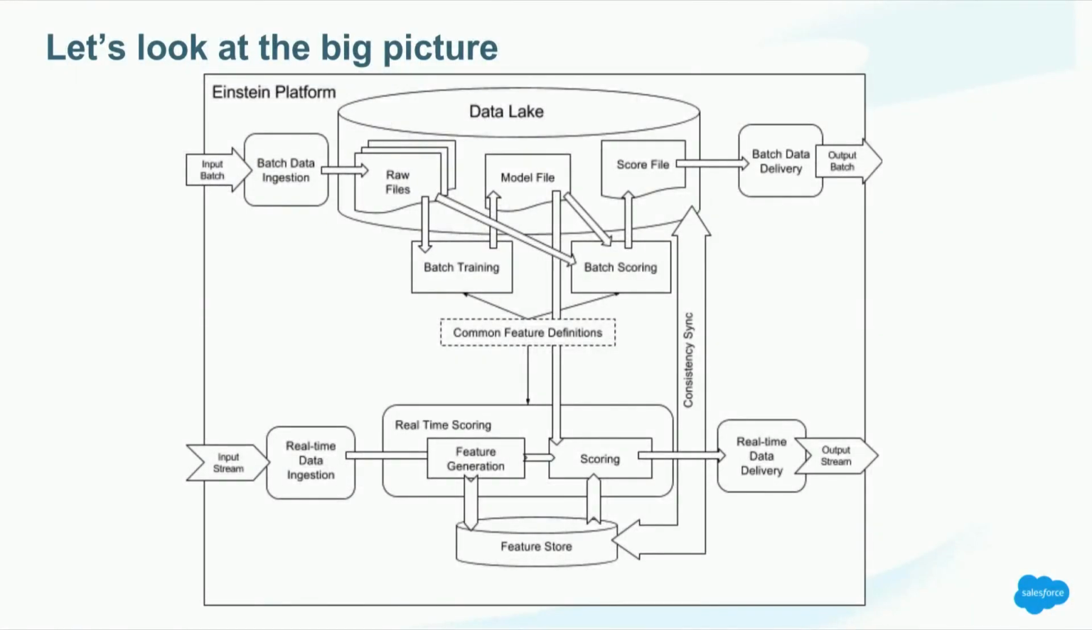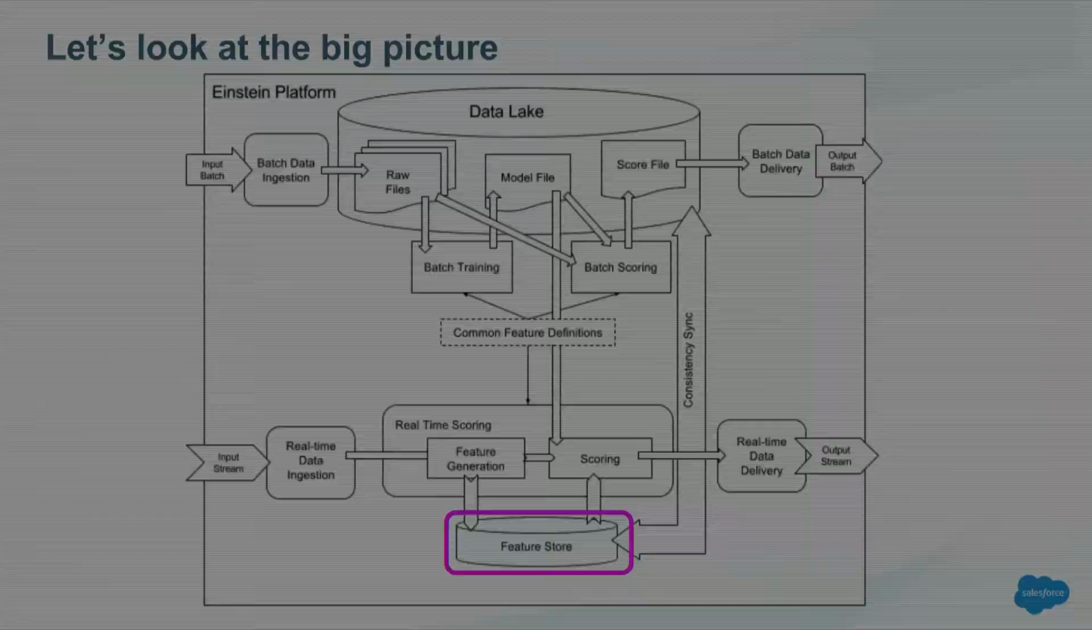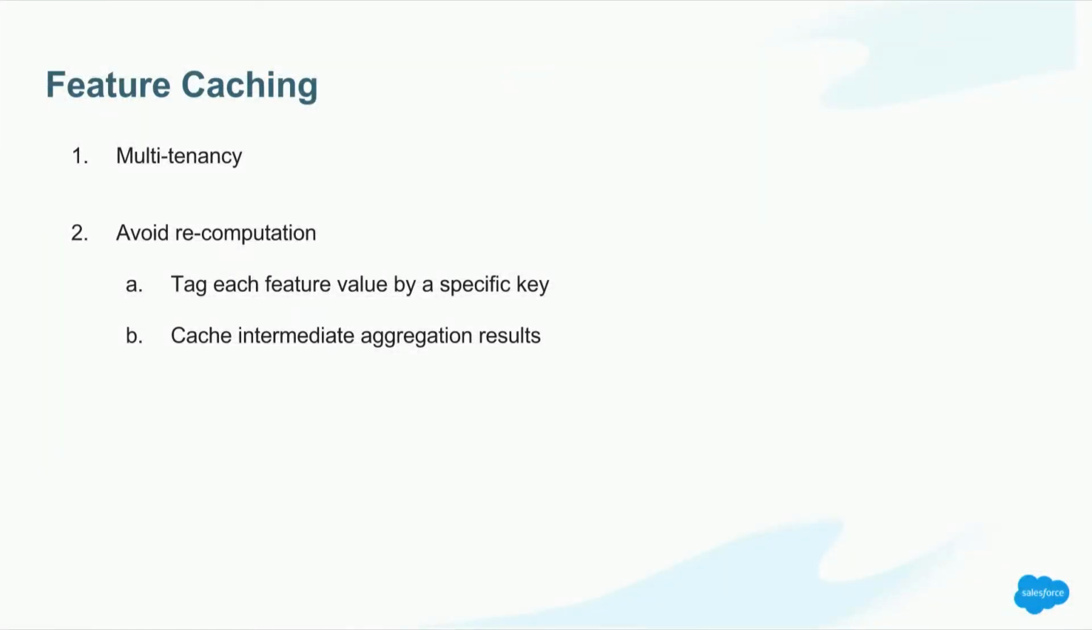So this common feature definition allows us to abstract away some of the common definitions, of what defines a feature. This will allow us to put feature values into the feature store, which Karl has already touched upon a bit. For the feature store, the main purpose, of course, is to cache the features. I would like to touch base on 2 things. First is how do we ensure feature caching in a multi-tenant environment, and second is how do we make this feature cache avoid recomputation.